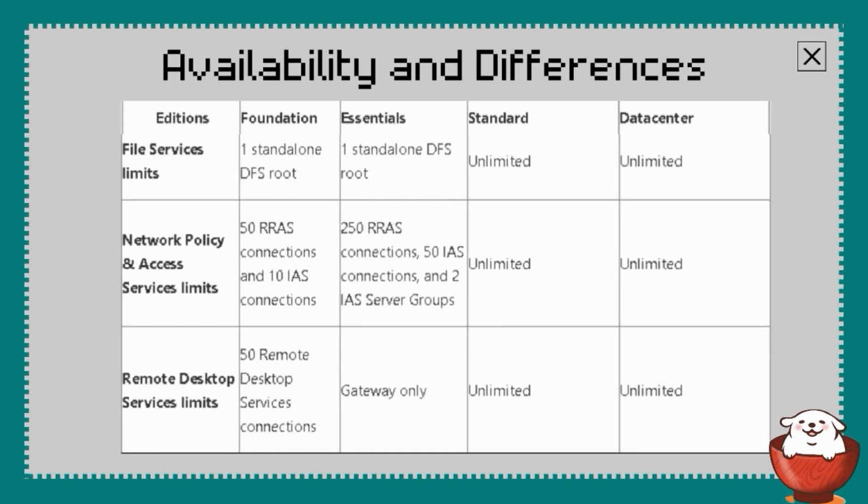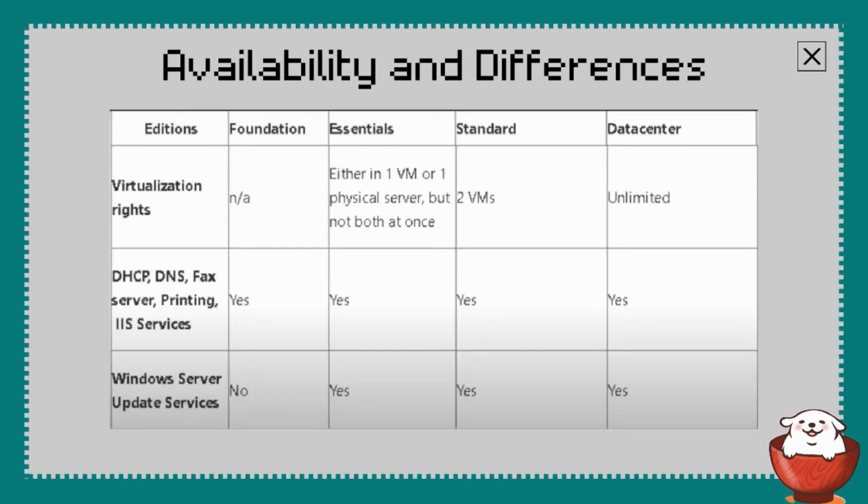And when it comes to remote desktop service limits, the Foundation has 50 remote desktop services connections only, while the Essentials is gateway only. The Standard and Datacenter are still unlimited. That's how powerful the Standard and Datacenter are. When it comes to virtualization rights, only the Essentials has either one VM or one physical server, but not both at once. The Standard has 2 VMs, but the Datacenter is unlimited.